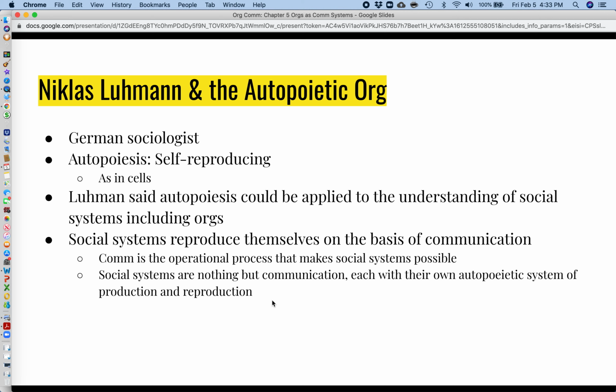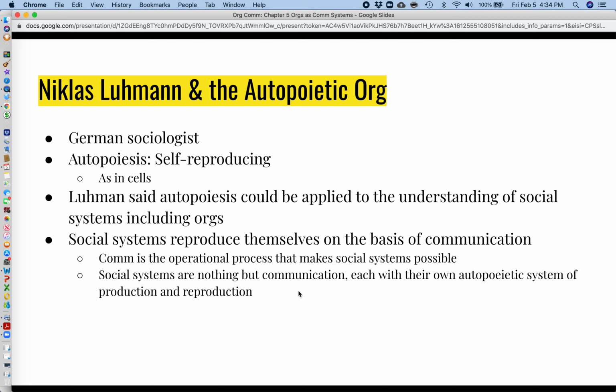Your body is autopoietic. I forget what it is, but I read somewhere that your body's constantly generating new cells, right? And so now, at 47 years old, I am literally a completely different person than I was at 7 years old. Like, every cell in my body has been replaced. None of them are the same. I'm not at all the same person that I was when I was 7 years old, because I'm constantly reproducing cells, right? I'm self-reproducing. And so Luhmann looks at this and he says, listen, communication is the operational process that makes social systems possible. And social systems are nothing but communication. And each organization or system has its own autopoietic system of production and reproduction.